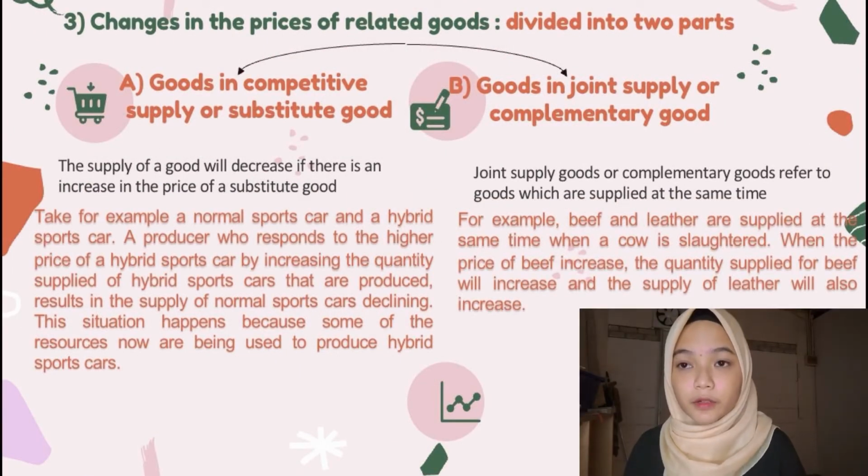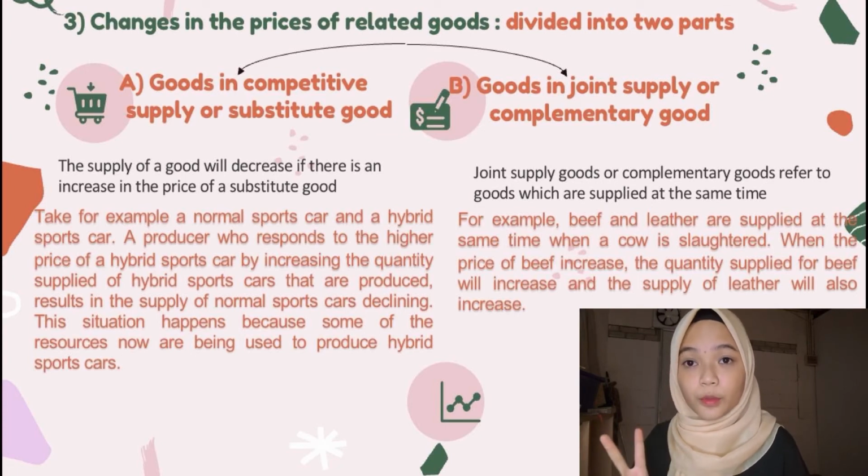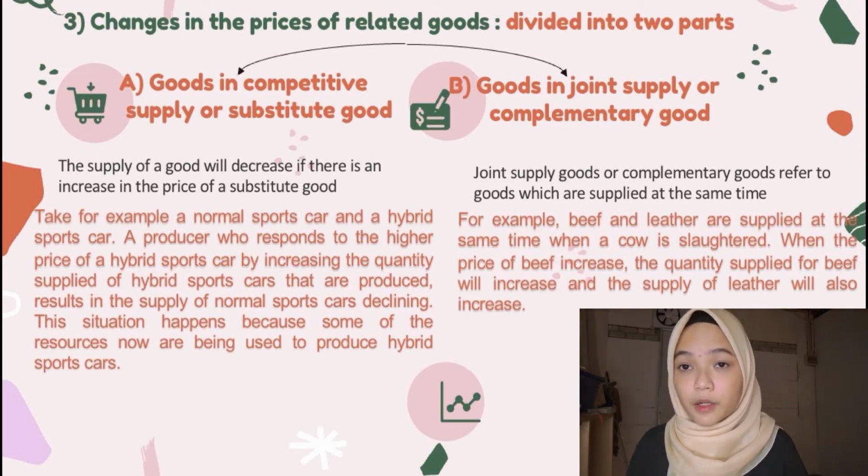Changes in the price of related goods is divided into two parts. The supply of a good will decrease if there is an increase in the price of the substitute goods. Take for example a normal sport car and a hybrid sport car. A producer who responds to the higher price of a hybrid sport car by increasing the quantity supplied of hybrid sport cars produced results in the supply of normal sport cars declining. This situation happens because some of the resources now are being used to produce hybrid sport cars.